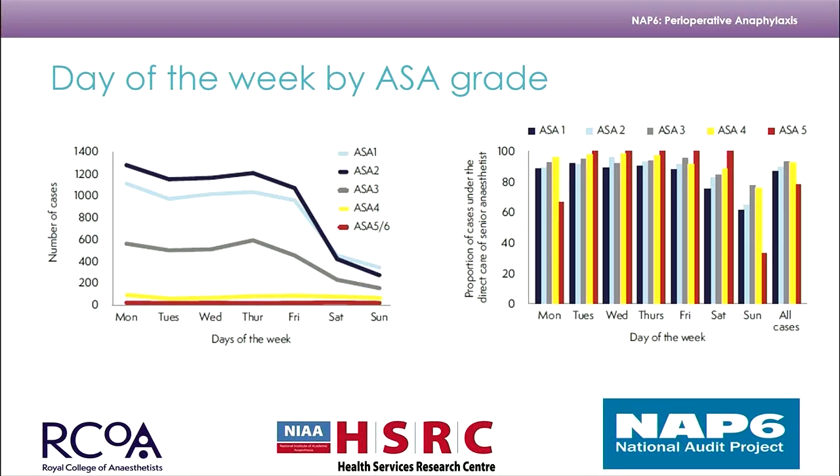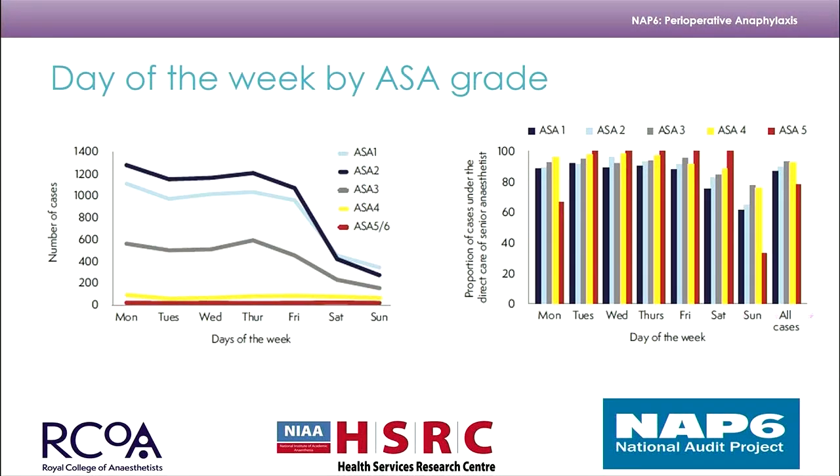These are similar charts, but this time they're broken down by ASA grade, representing how unwell the patient was. And again, it shows that the majority of ASA 1 and 2 work happens during the working week, probably as a result of the elective caseload, and that this decreases over the weekend. The most severely unwell, the ASA 4 and ASA 5 patients, this seems to be more consistent across the working week, although numbers were much smaller. And ASA 3 grade patients seem to sit a little in the middle, but are relatively consistent across the days of the week.